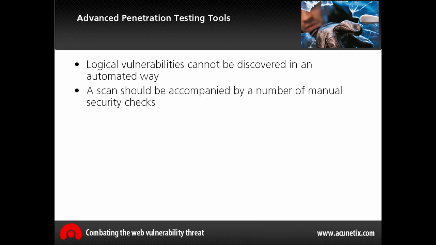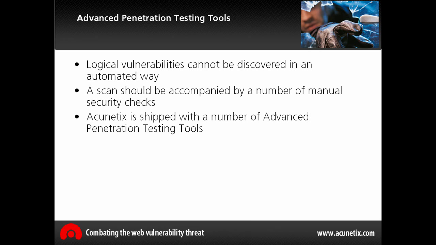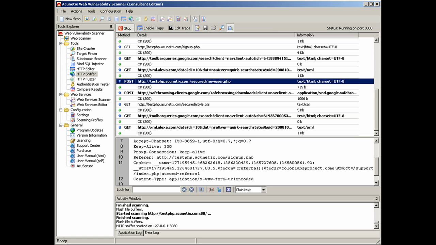Since manual security checks require expertise and a lot of time to complete, Acunetix Web Vulnerability Scanner is also shipped with a number of advanced penetration testing tools to ease this process, thus again saving you more time. Some of the tools are an HTTP sniffer, which one could use to analyze the traffic sent between a web client and a web application. The HTTP sniffer also allows you to modify requests or responses on the fly, or even drop them. It can also be used to manually crawl a website.